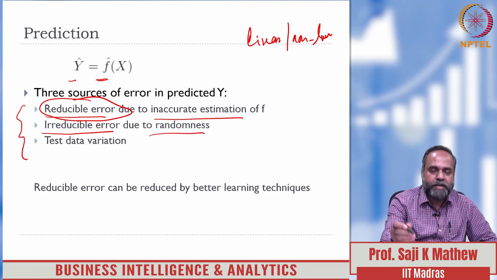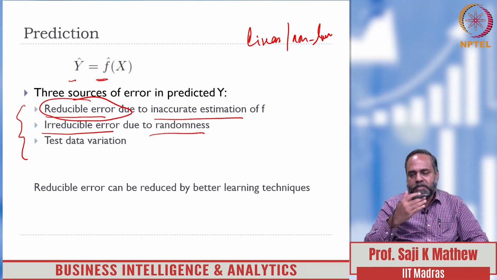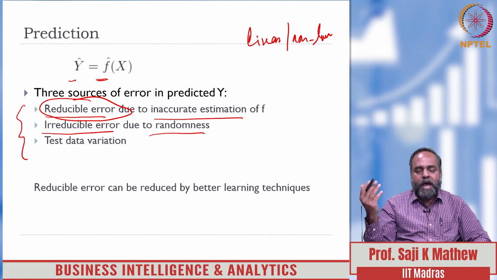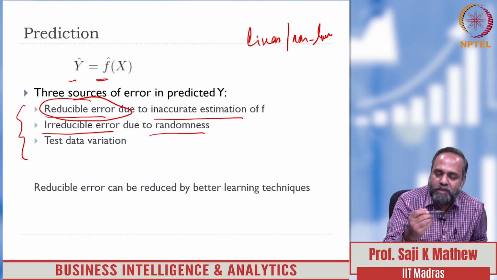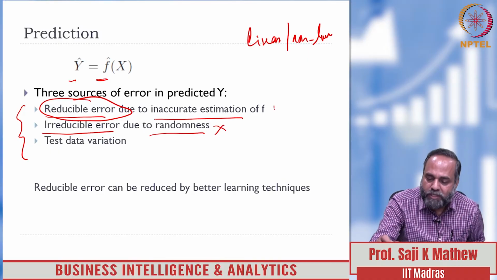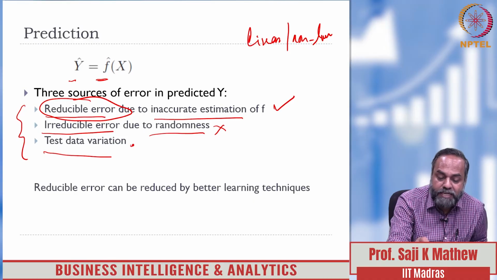Irreducible error is due to randomness, randomness in the data. As you know, randomness has no pattern, and therefore you cannot model it. And therefore that will lead to an error, which is a random error, and that is not in the control of the analyst, or the researcher, or you as the one who does the project. So this is not something you can control. This you can control. And there is a third source of error known as test data variation.